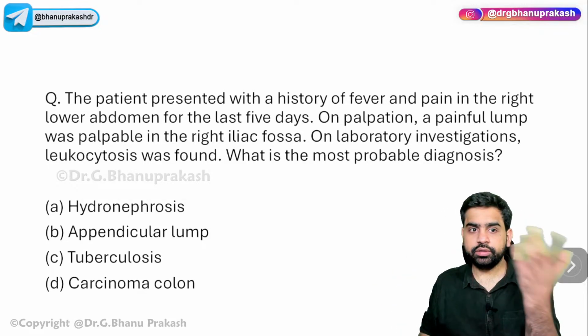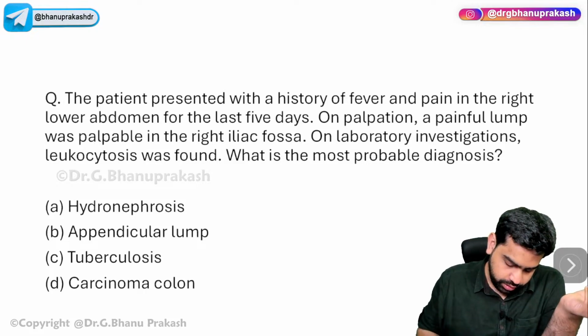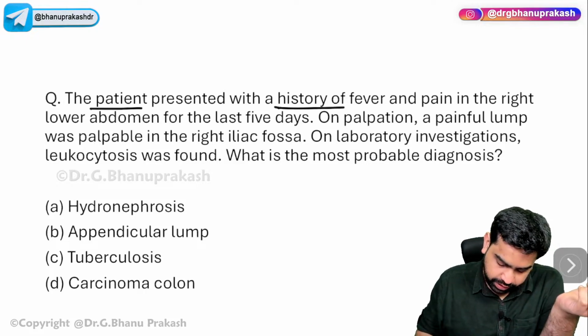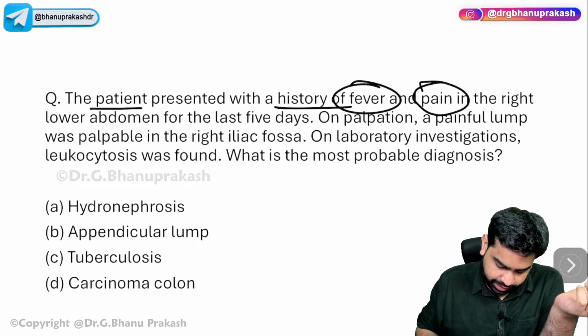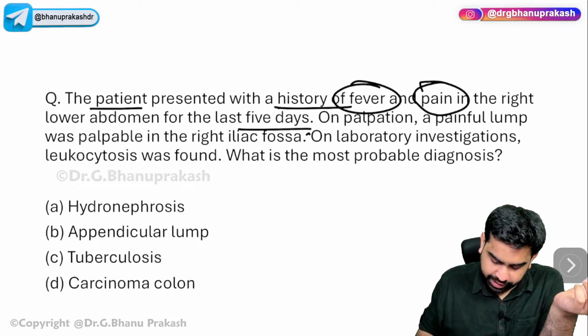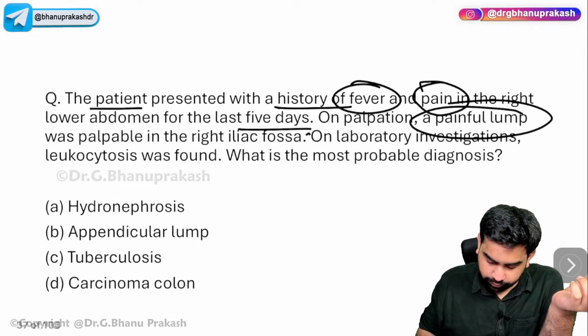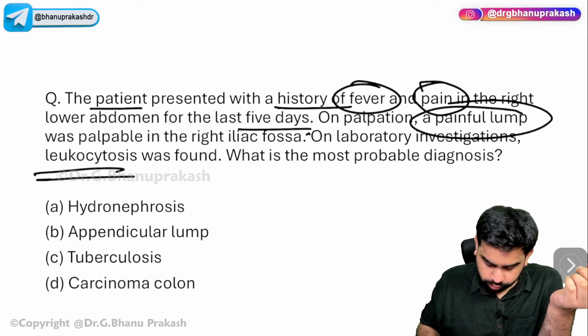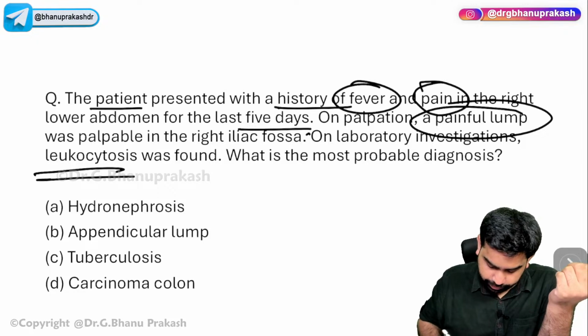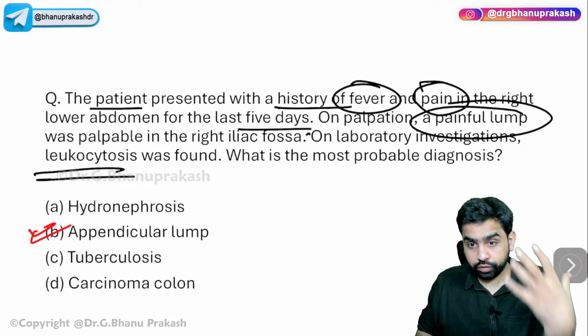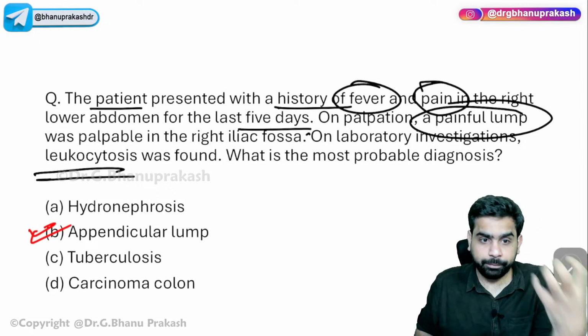Here there was a patient who presented with fever and pain in the right lower abdomen for 5 days. On palpation, there was a lump palpable in the right iliac fossa. Leukocytosis was also present. So the diagnosis of this patient is definitely an appendicular lump.